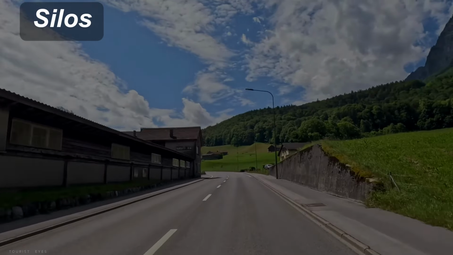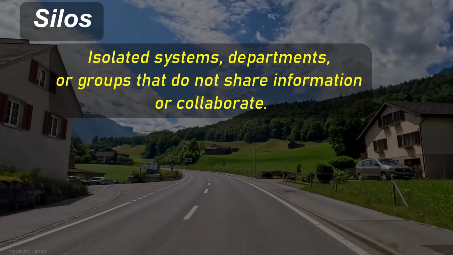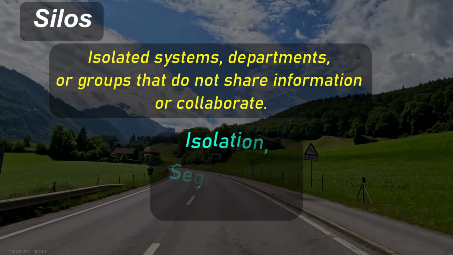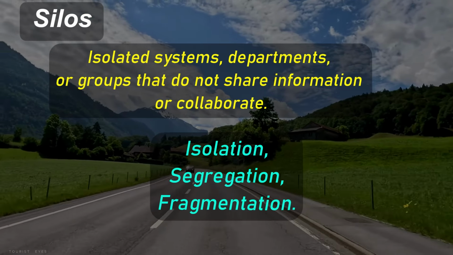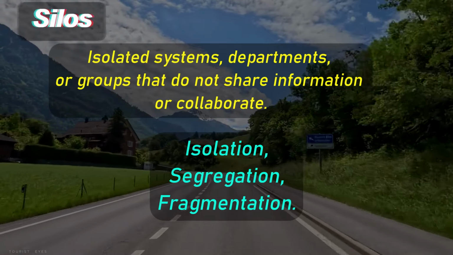23. Silos. Meaning, isolated systems, departments, or groups that do not share information or collaborate. Similar expressions: isolation, segregation, fragmentation. Example: many large corporations struggle with silos between departments, leading to poor communication and inefficiency.